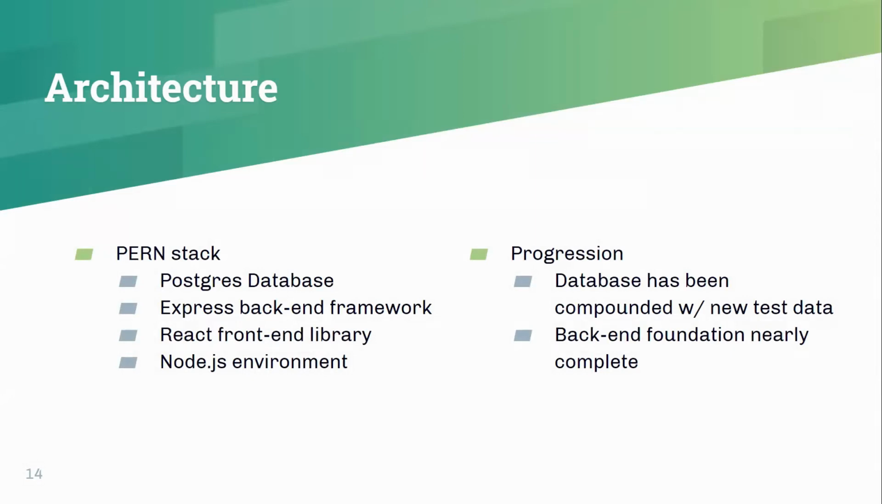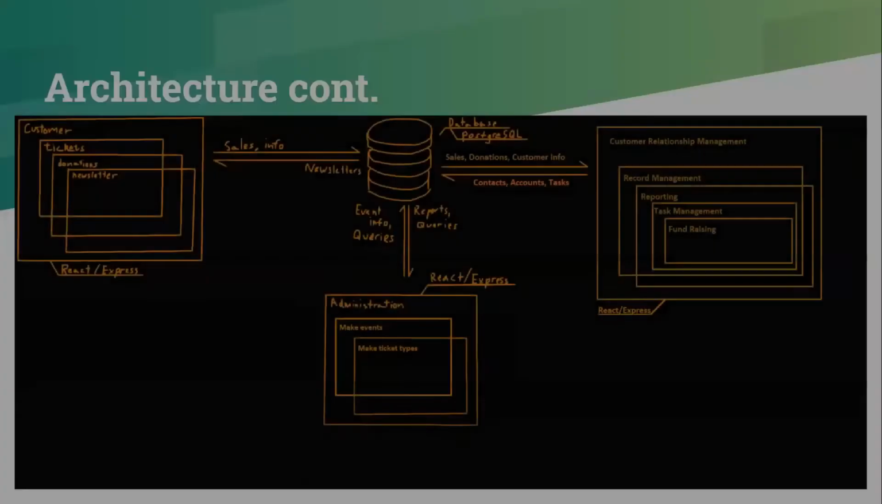As far as how we've utilized this architecture and built on it in this specific capstone, we've compounded the database that we inherited from the ticketing side with new test data, namely donations that we've been able to use on the CRM side of things. Our backend foundation is nearly complete. Some big things left are record management and authentication. Those are the big ones, but reporting has been pretty much done. Fundraising also needs to be done, but the basis is all there for future teams to build upon.